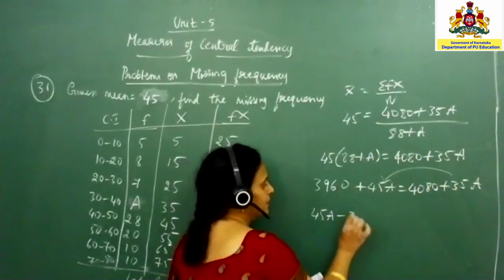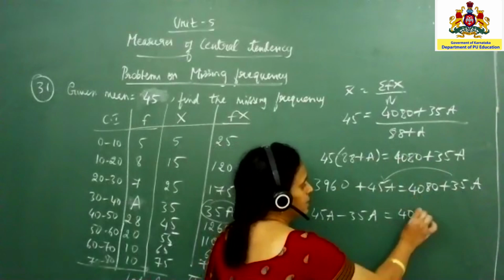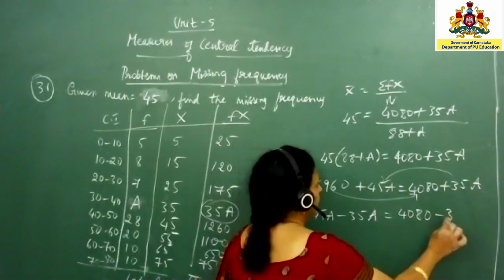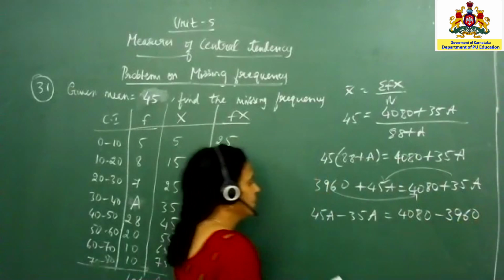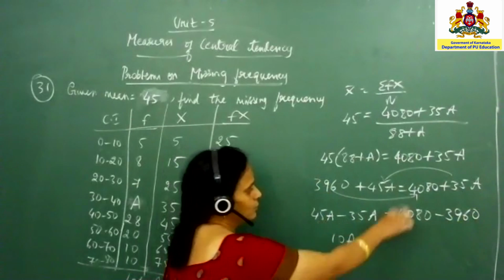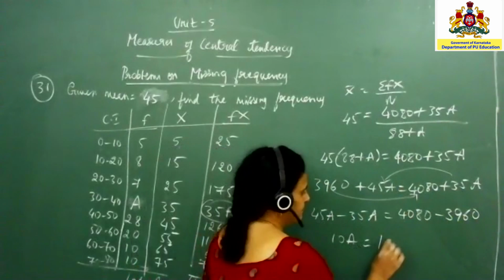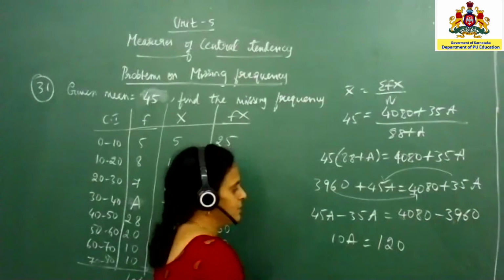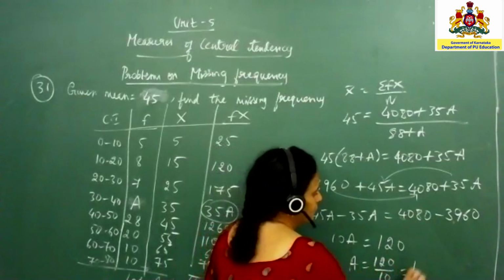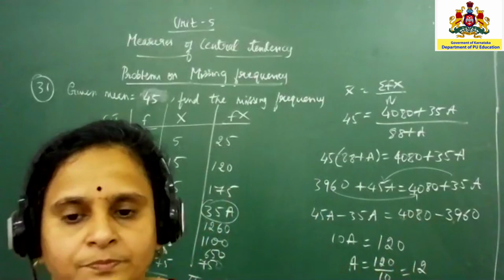So that if I shift, it becomes minus 35A equal to, so this 4080 as it is, this I'm shifting to the right side. So again plus becomes minus 3960. Okay. So next step, 45 minus 35 is 10A equal to, so if I subtract the right hand side, I'm getting 120. Therefore A will be equal to 120 divided by 10, we are getting 12. So the missing frequency is 12 here.